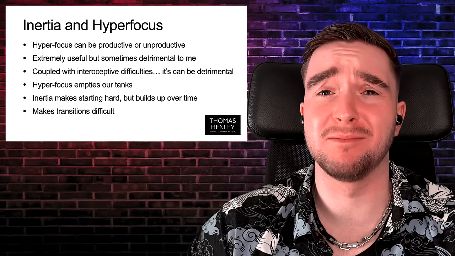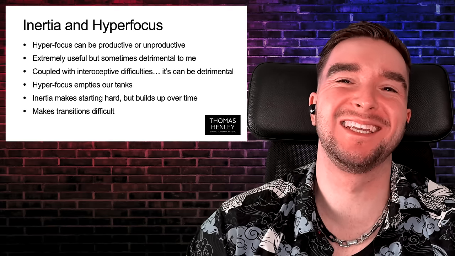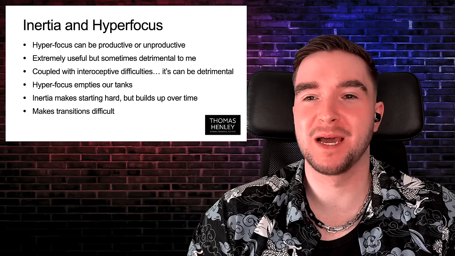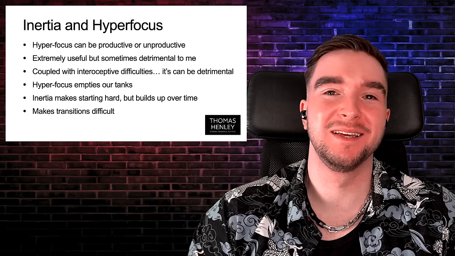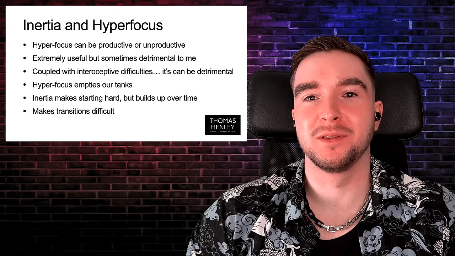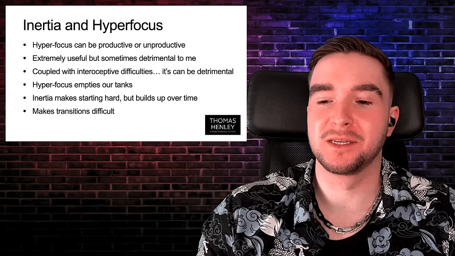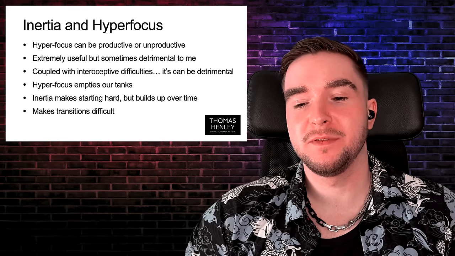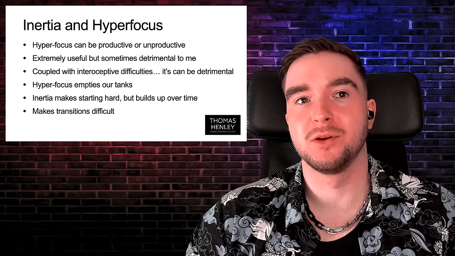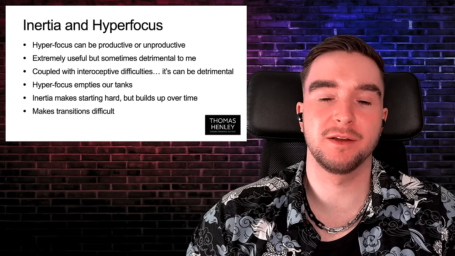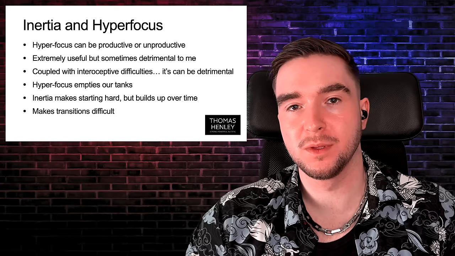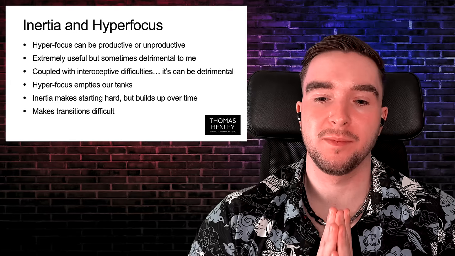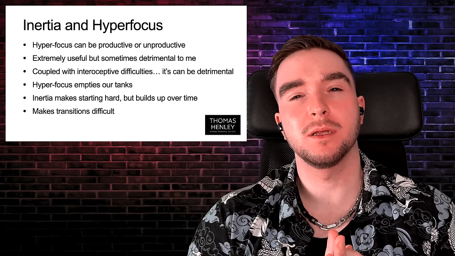It can also really empty our tanks. At the end of the day, the energy demand is just, there's no getting away from it. It might be a superpower. It's like a Formula One car, but you can't change the tires. You just go full speed until the tires are worn down. And all of this hyperfocus and this inertia and the monotropism makes transitioning from thing to thing really, really difficult. Transitions are a really big thing for autistic people. For me, they tend to be a little bit longer than average.